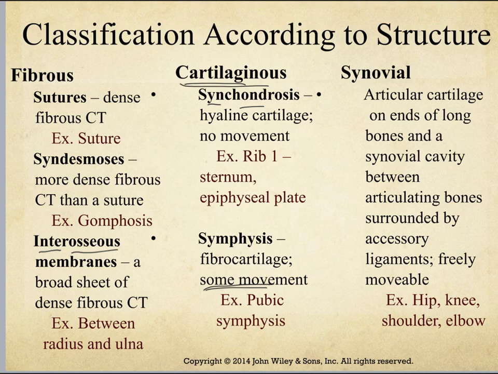Next is synovial, and we have a bunch of subsets for synovial. We have ball and socket, hinge, gliding, or plane, interchangeable. We have condyloid, pivots, and lastly, saddles. Now to define synovial joints, they have articular cartilage on the ends of our long bones with a synovial cavity between articulating bones, surrounded by accessory structures like ligaments. They are freely movable, so we have this variety of range of motion, which we'll cover a little later. Things like your hip, your knee, your elbow, or your shoulder.